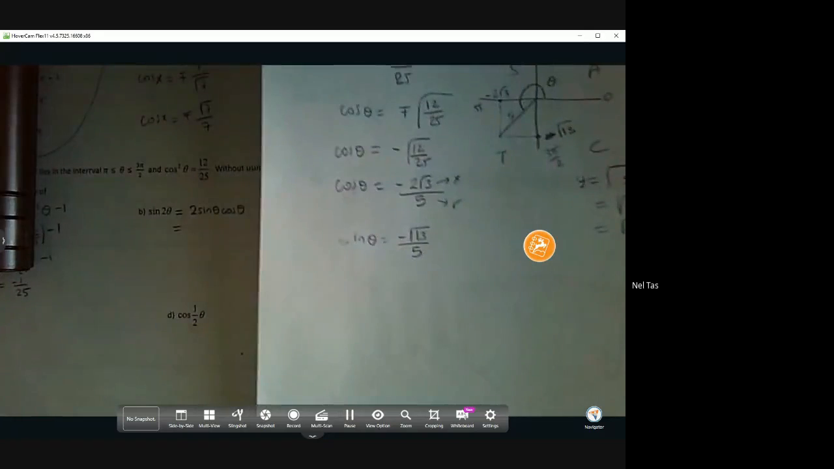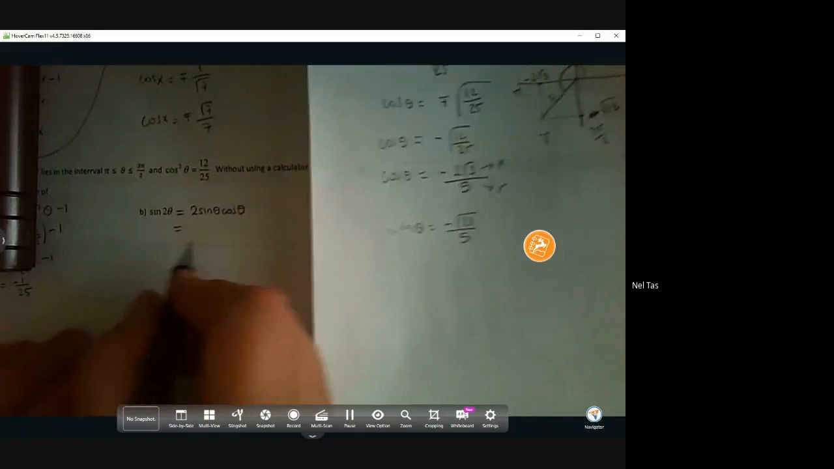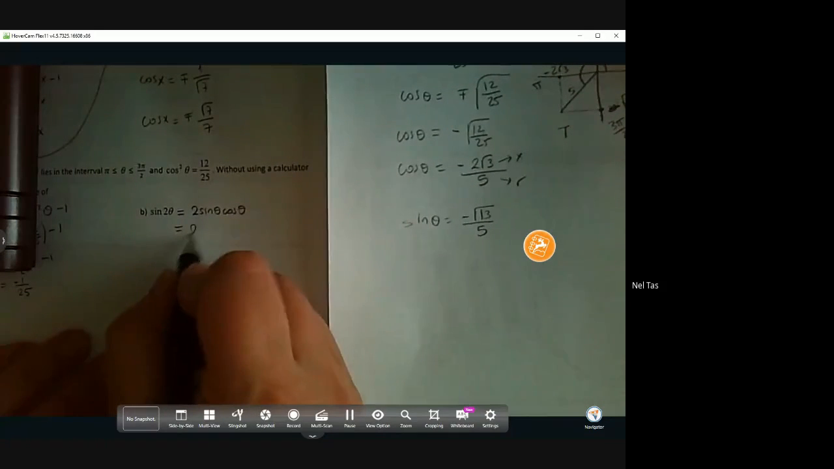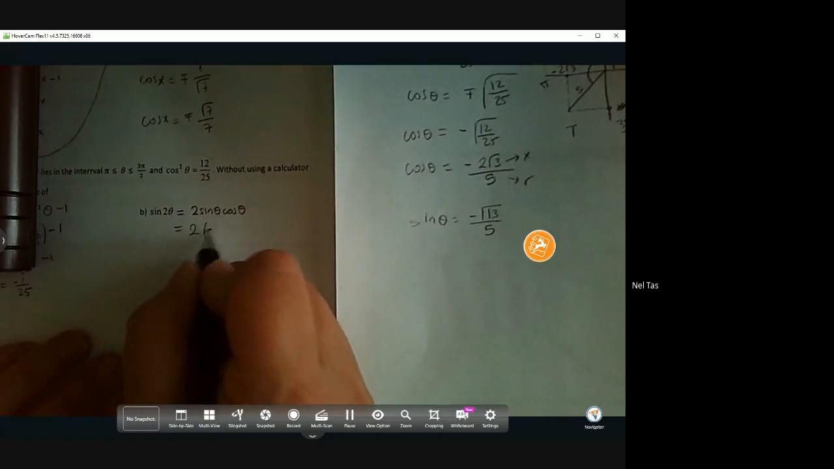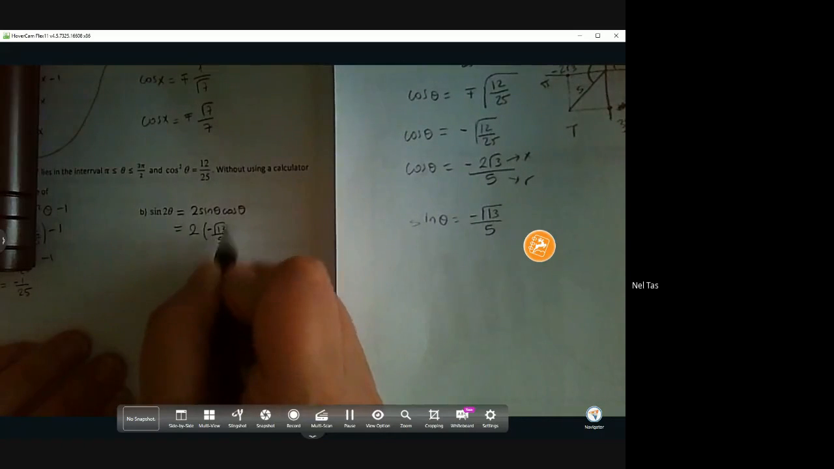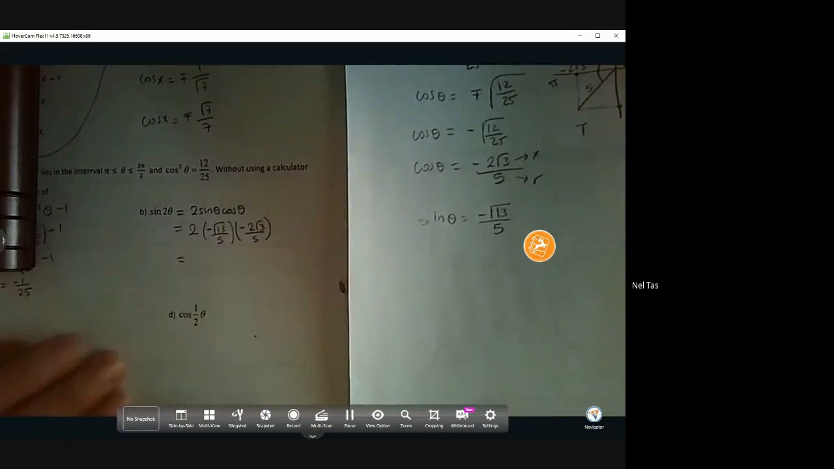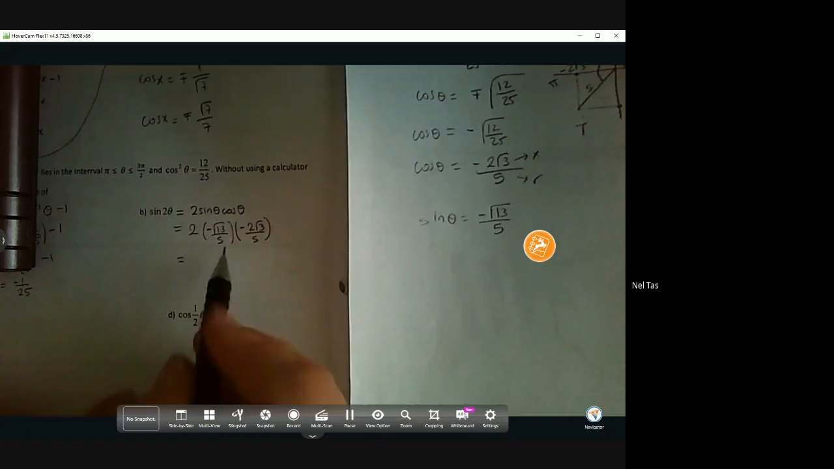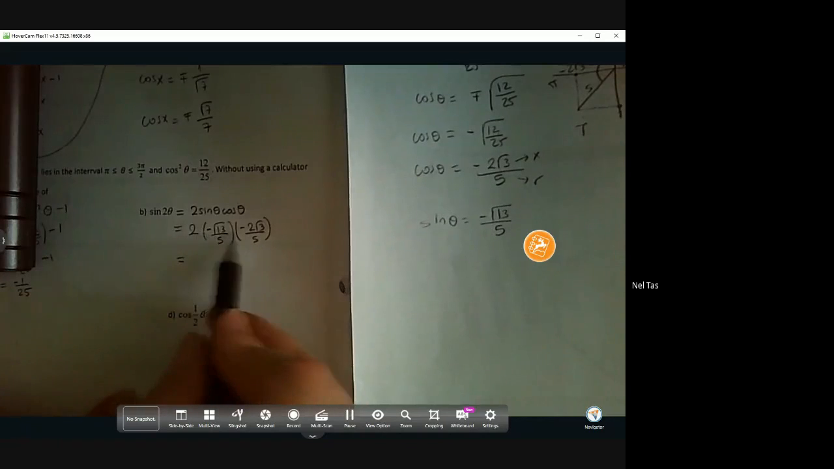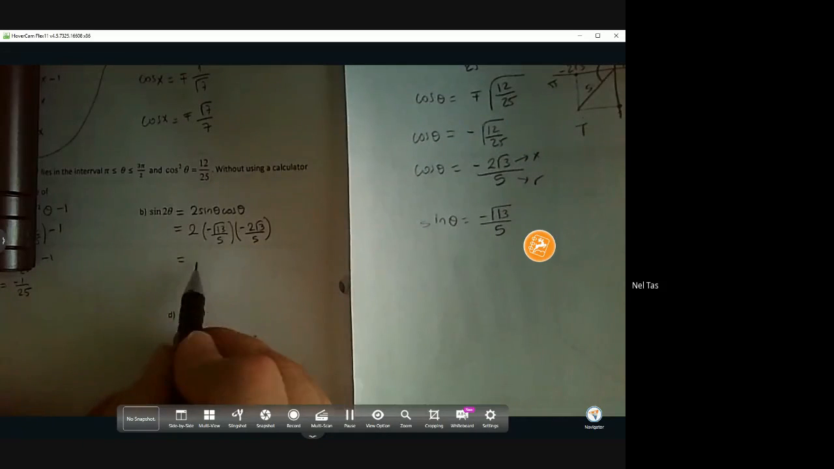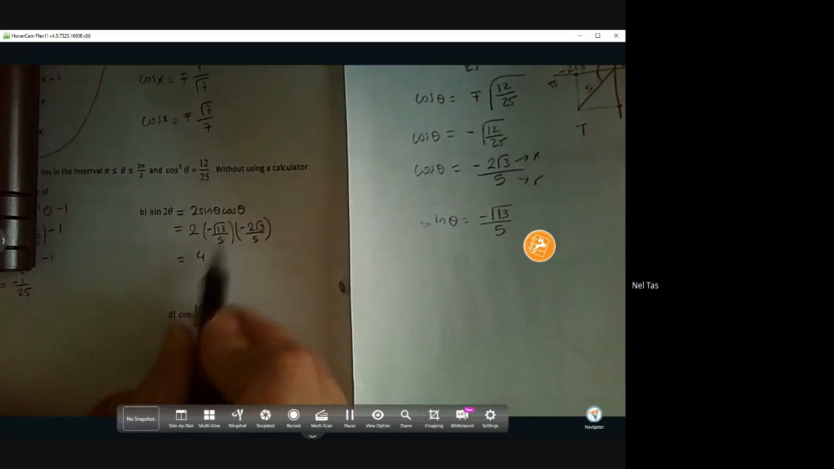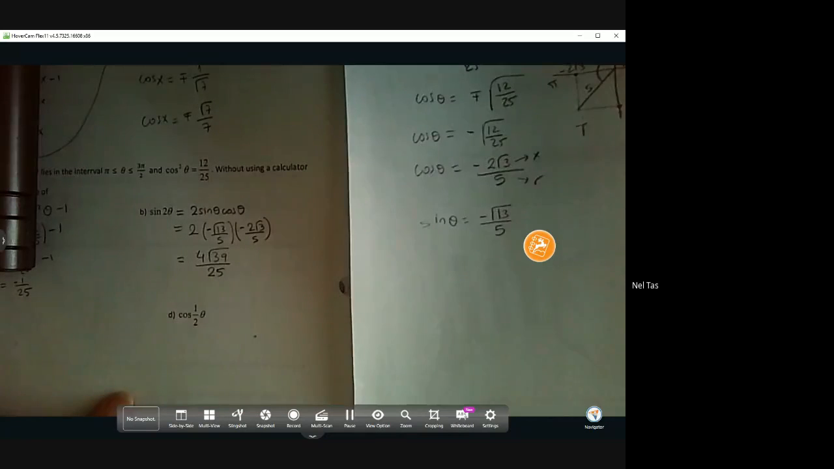Okay, so let's put that information now in the formula. 2 times sine theta, which is negative root 13 over 5, and cos theta is negative 2 root 3 over 5. So this will give us positive, since negative times negative gives you positive. 2 times 2 is 4. Root 13 times root 3 is root 39. And 5 times 5 is 25.